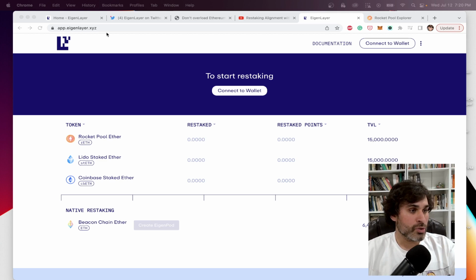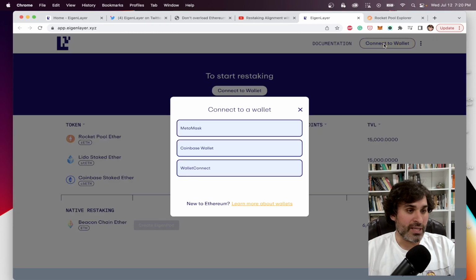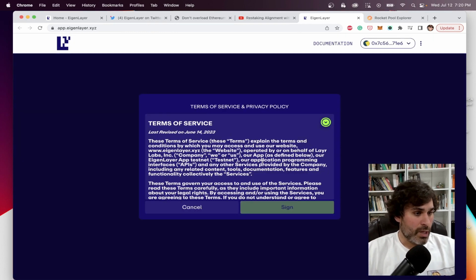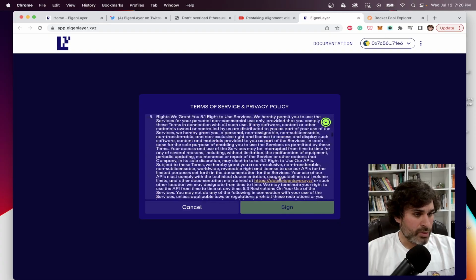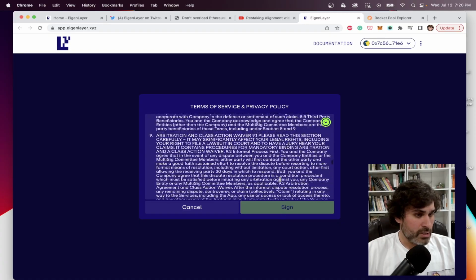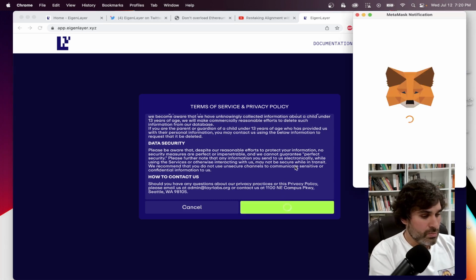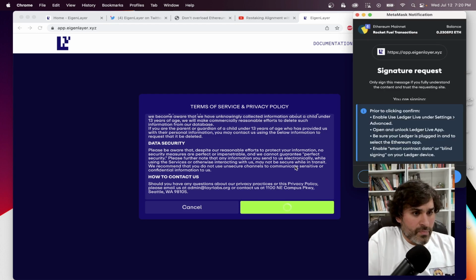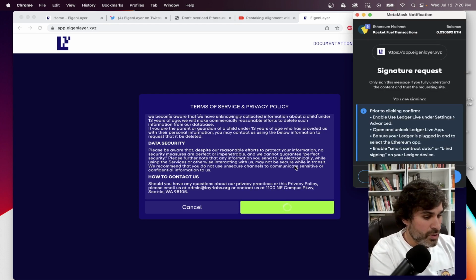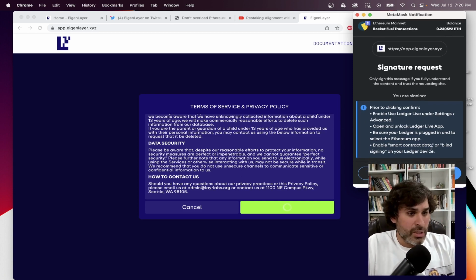So the first thing you'll do is go to app.eigenlayer.xyz, which is the EigenLayer website here. You will connect your wallet. So I'm going to be using my MetaMask wallet, and you've got to scroll to the bottom to sign this, and I sign it. So now that I've signed it, I need to actually sign a transaction, but first I need to unlock my ledger. Okay, so now I need to sign this transaction.